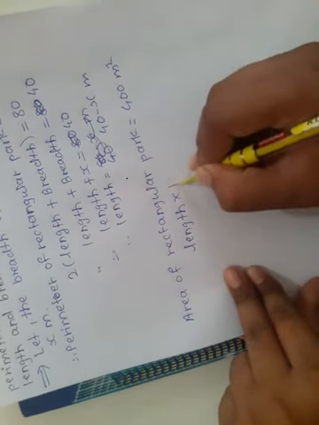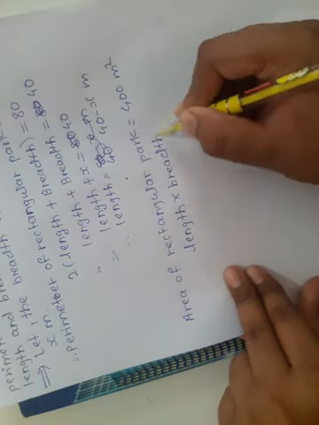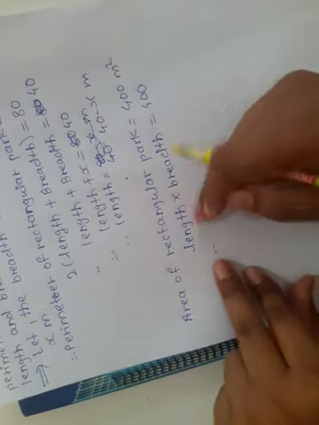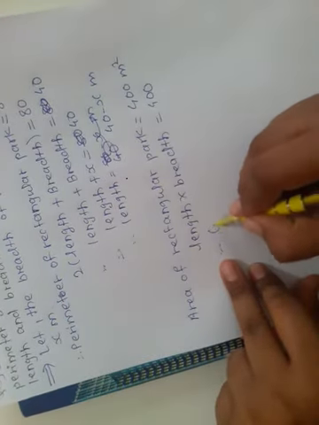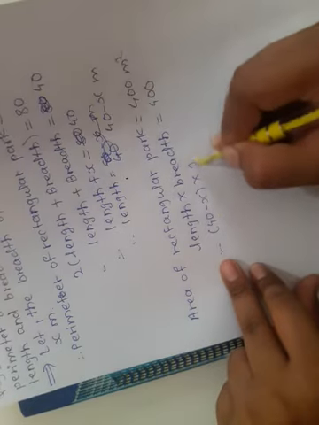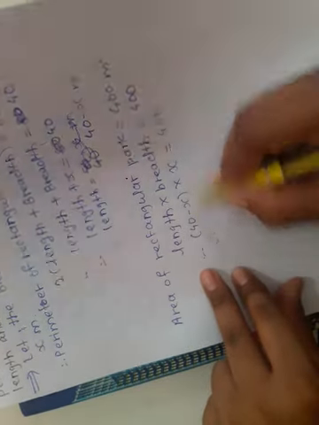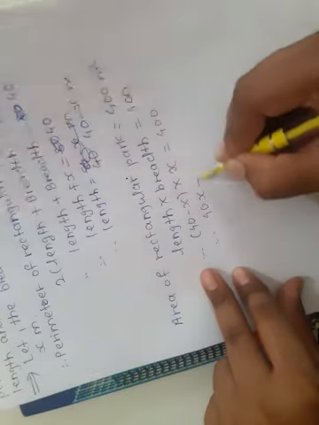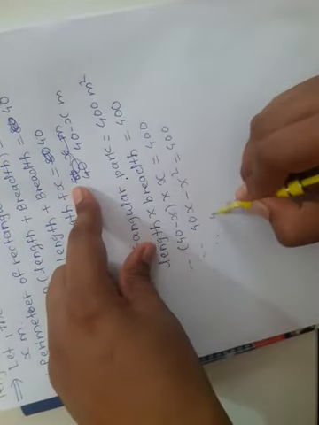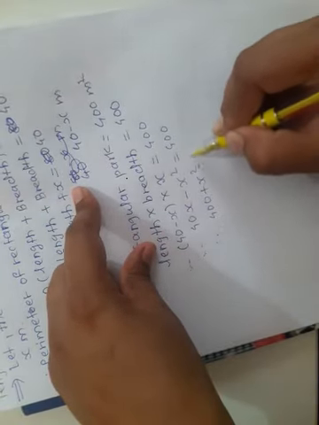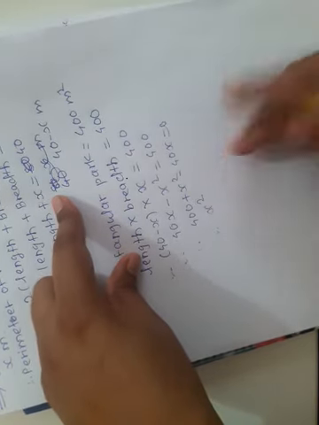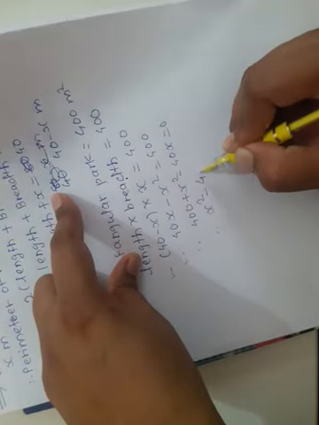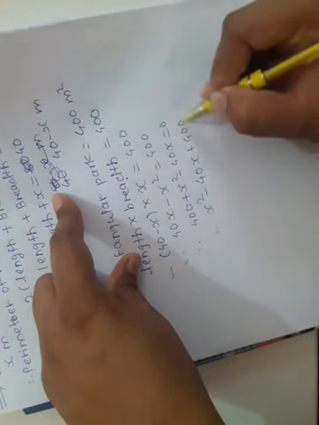This area is given to us, it is 400, and we know length and breadth, so write down those values: 40 minus x into x is equal to 400. Now solve this. 40 into x is 40x minus x square is equal to 400. Transposing all terms to RHS, we get x square minus 40x plus 400 is equal to 0.